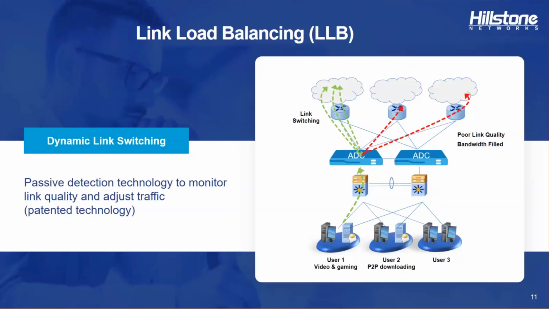In dynamic switching, typically multiple links from multiple internet connectivity providers are in use for redundancy and business continuity. The LLB features use a patented passive detection technology to monitor the quality and bandwidth utilization of the links and adjust traffic flows to make use of the best quality links. The poor quality links are bypassed or less often used, and the high quality links are given preference. This further improves performance and the user experience.